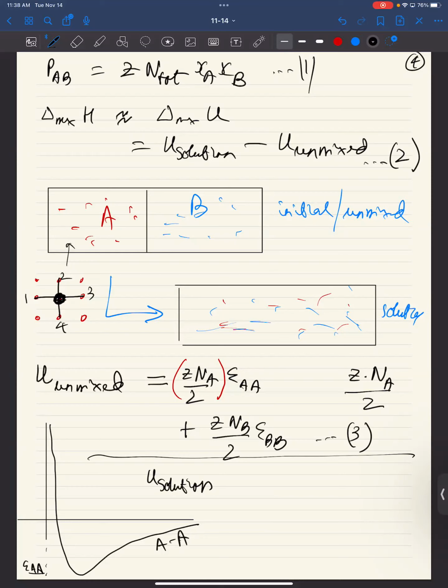How do I write down U solution? Let me generalize this expression in a similar way. U solution will be PAA, number of AA bonds, multiplied by epsilon AA, plus PBB, number of BB bonds, multiplied by epsilon BB, plus PAB, number of AB bonds, multiplied by epsilon AB. And remember, we just wrote down PAB on the top of this page, equation number 1. So we already have PAB, but we want to do something with PAA and PBB and simplify this expression.